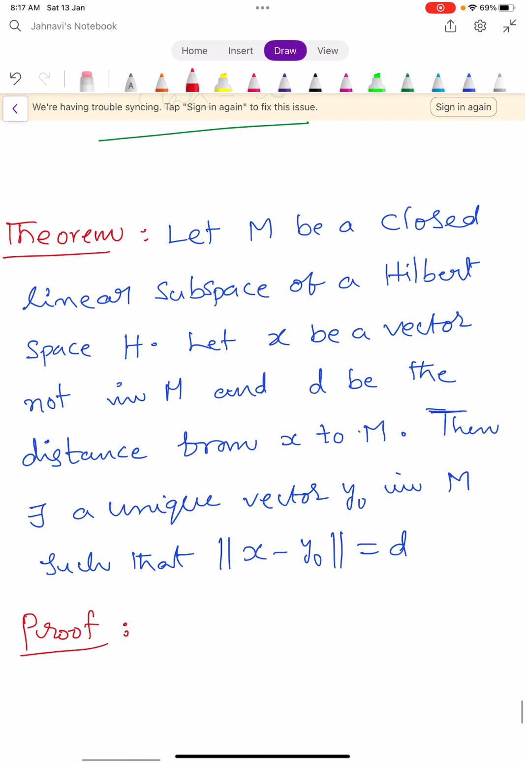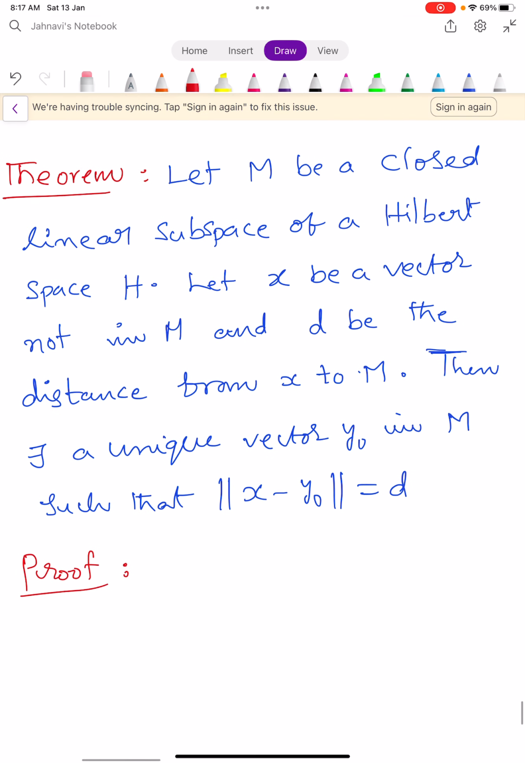In this video, we learn a theorem. Let us see the statement of that theorem. Let capital M be a closed linear subspace of a Hilbert space capital H. Let x be a vector not in capital M and d be the distance from the element x to capital M. Then there exists a unique vector y0 in capital M satisfying this condition: norm x minus y0 is equal to d.